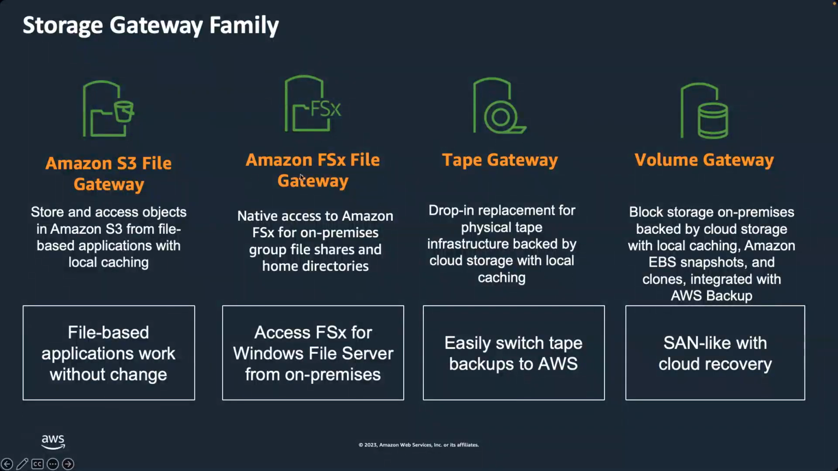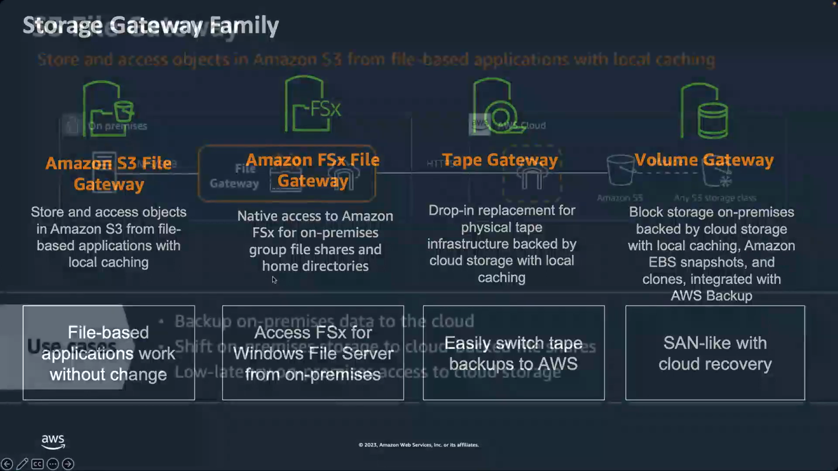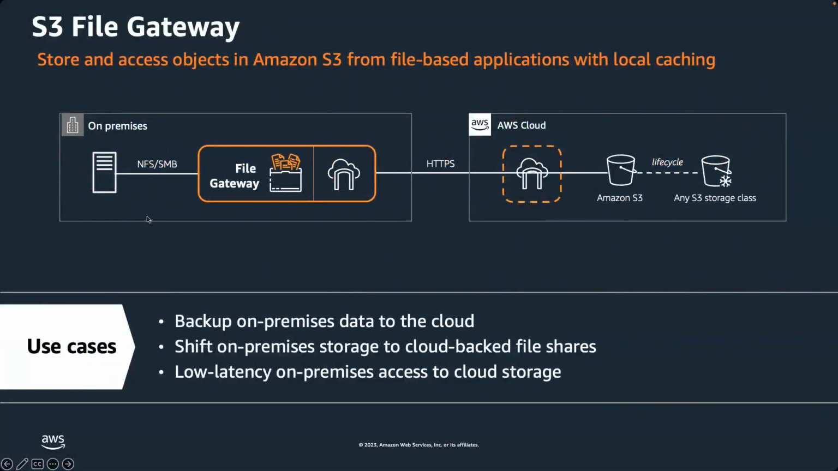I didn't really mention it, so I'm not going to go into it at the moment. But you also have a storage gateway for FSx file gateway. And then we have volume gateway, which is block storage on premises backed by cloud storage with local caching. So an option for each of the different types of data. So file, this is file again, and then tape gateway for the physical tape, and volume gateway for block storage. And this is just an example. So this is for file.